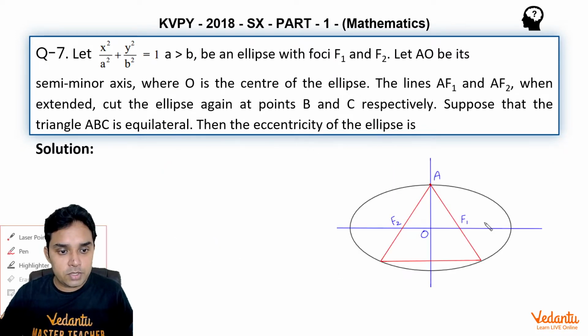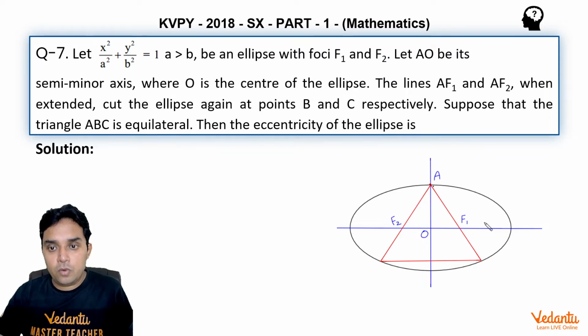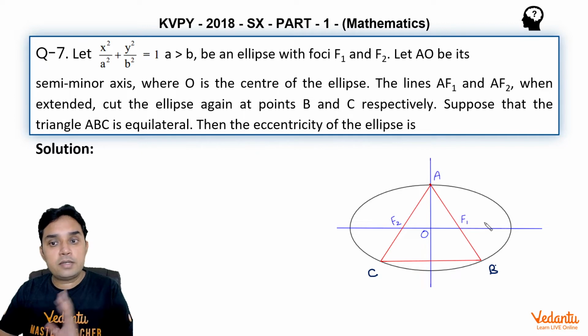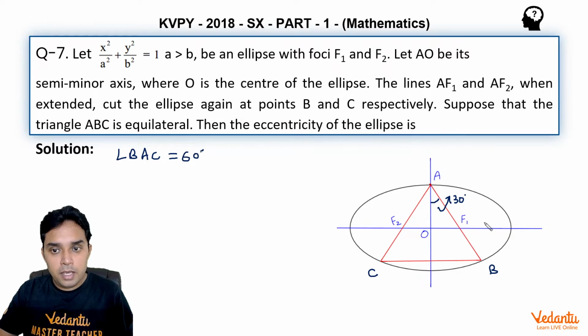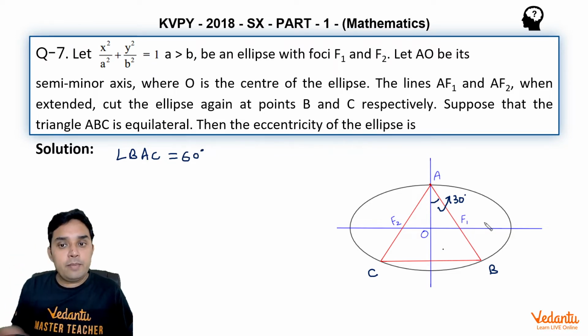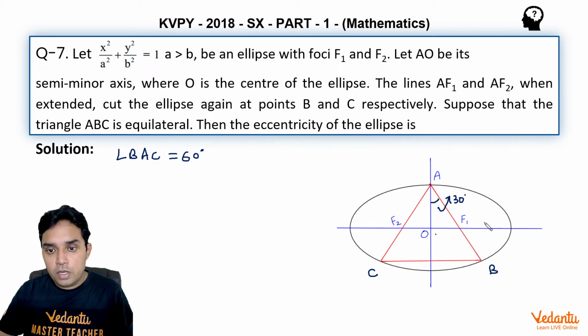Now, to solve this question, let us first make this kind of diagram. We are given OA is a semi-minor axis and AF1 when extended it meets this ellipse at B, AF2 when extended meets this ellipse at C, and ABC is equilateral triangle. That means angle BAC has to be 60 because it is equilateral triangle, and this AO should be angle bisector. By symmetry we can say, and also OF1, OF2 they all are equal, so this angle will be 30 degree.